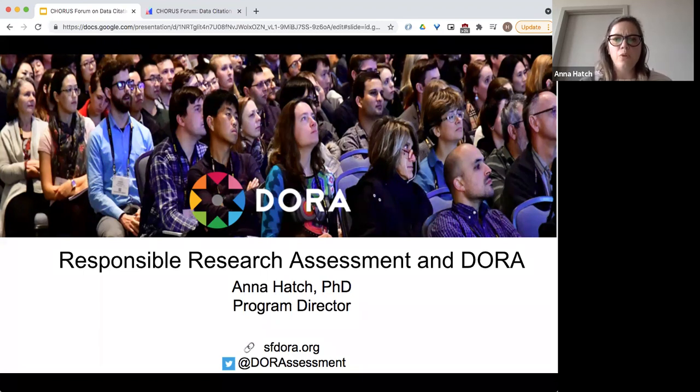So we've heard a lot about recognizing and rewarding data today, and I want to take a step back to discuss what institutional conditions and infrastructure are needed to support this kind of culture change, and to share a new tool from DORA that can facilitate these change efforts at academic institutions. So if you wouldn't mind moving to the next slide, please.